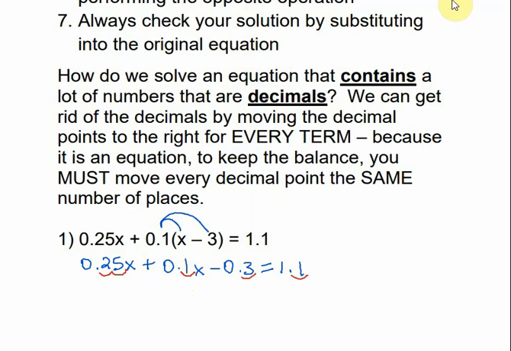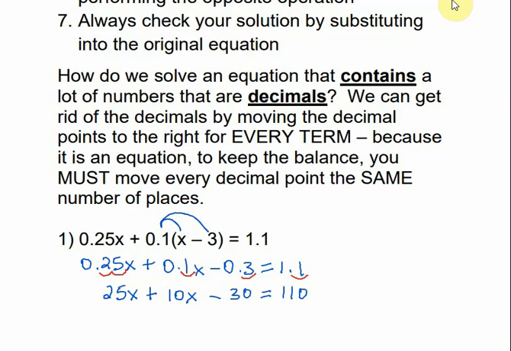So if I move the decimal 2 places to the right in this term, that changes my number to 25x. If I move it 2 places to the right in this term, there's not another number, so I would just add a 0, and that would give me 10x. Minus, again, if I move this 2 places, I would get 30, equals, 2 places here would give me 110.